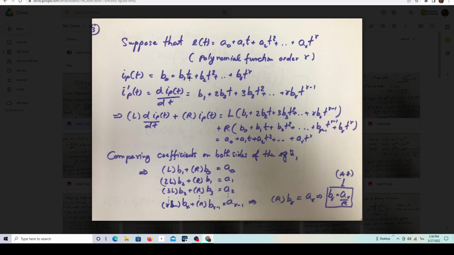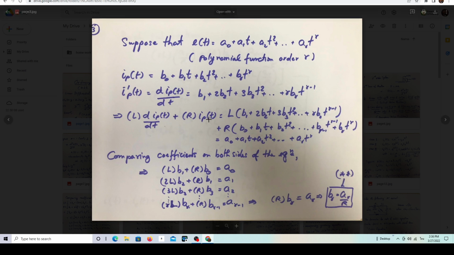For b sub 1 times t, the first order derivative becomes b sub 1. This is basic calculus. For the second term, the first order derivative becomes 2 times b sub 2 times t, and the third term becomes 3 times b sub 3 t squared, up to the r term, where you have r times b sub r t to the r minus 1. So now you are ready: you have the first order derivative of I_p(t) and the zero order of I_p(t) formed.